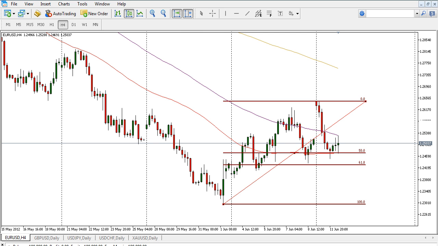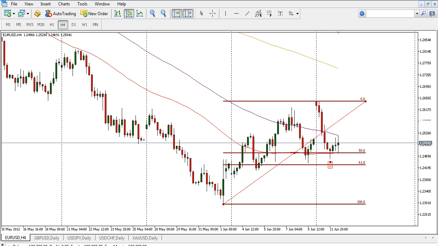You can see in this fib I've taken off the 23.6 and the 38.2, basically because they're not my favourite fib levels. I prefer to have a kind of bigger retracement. There's nothing wrong with those fib levels at all. Plenty of people use them, plenty of people make money off them. I just prefer the 50 and the 61.8.